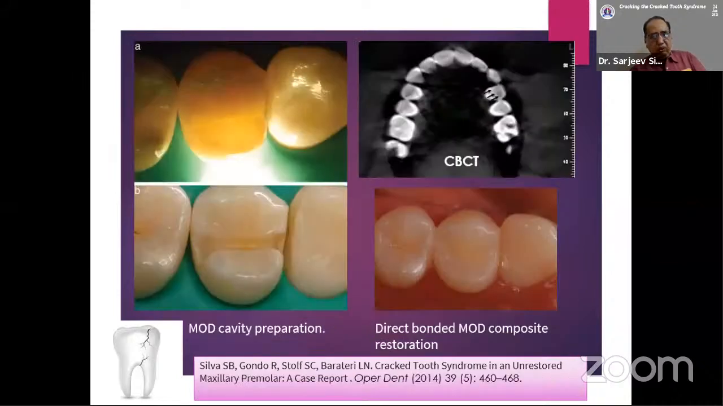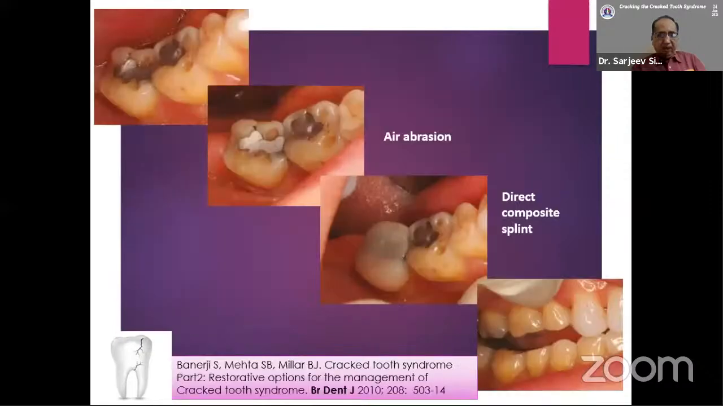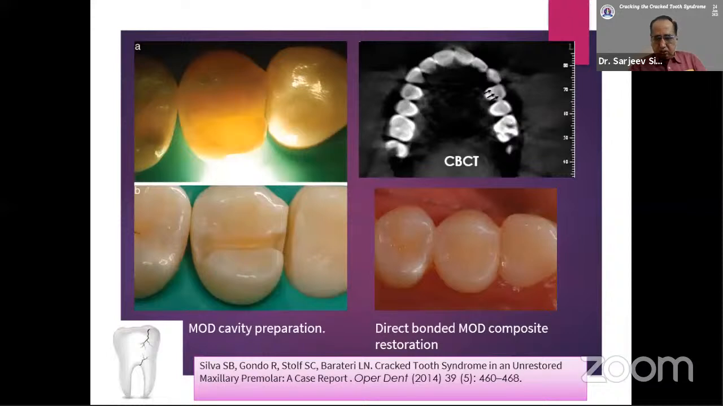And after doing that, after seeing it in the CBCT, the author could visualize the crack in the enamel and the dentin on the occlusal surface. He prepares a MOD cavity. A direct bonded MOD composite restoration was done. And remember, this is only an interim restoration. After that, full cuspal coverage is given to this tooth.